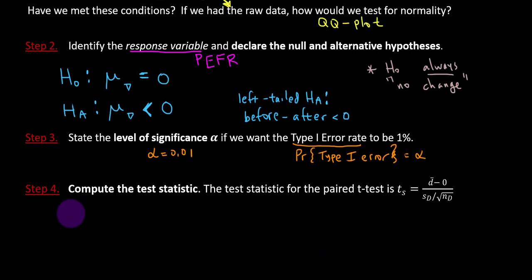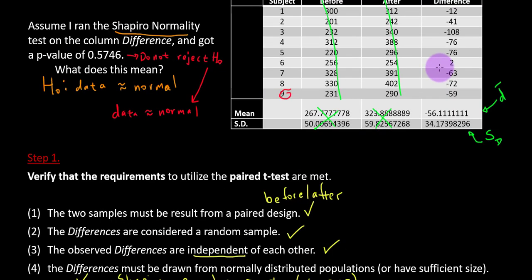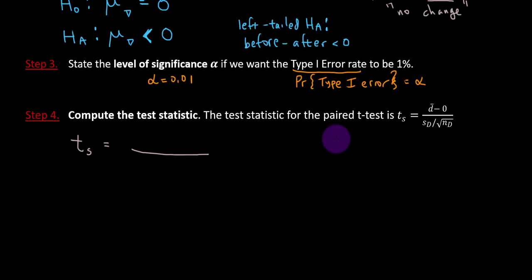Next step, let's compute the test statistic. I've got the formula here, the mean of the differences, D with a bar, that was negative 56.11. The standard deviation, about a 34. And the number of pairs, the number of differences, is 9. So I'm going to write all those into our formula.